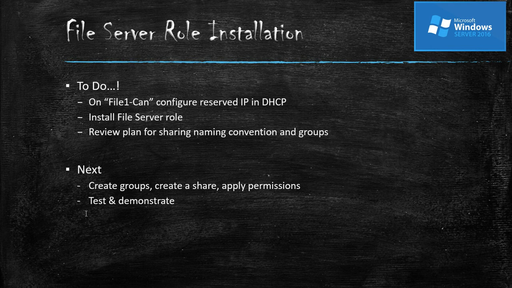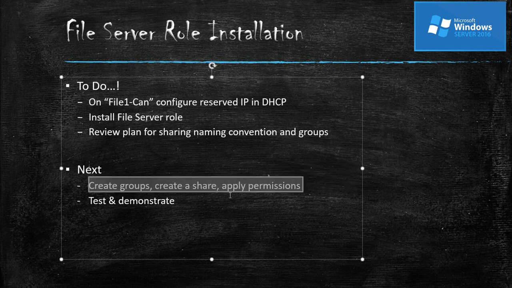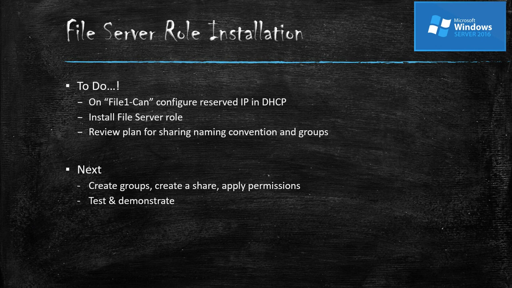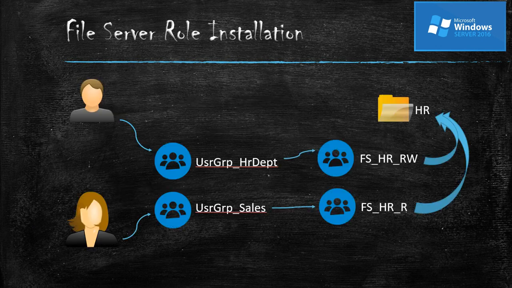In this one, we will configure our file server to have a reserved IP in DHCP, and we'll install the file server role, and then we'll review best practices for how to apply permissions for users and groups that would also apply to the file share. Next, in the next video, we'll actually be creating those users and groups. This is just to try and minimize how short these videos are to try and keep your attention.